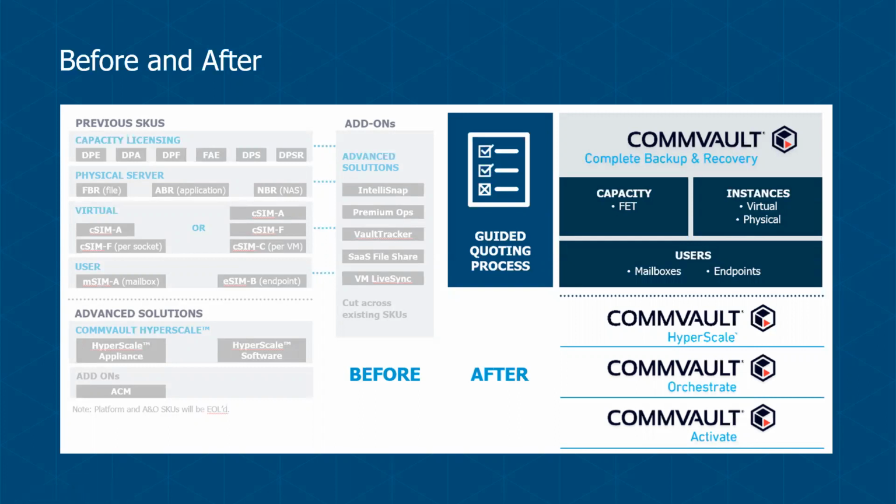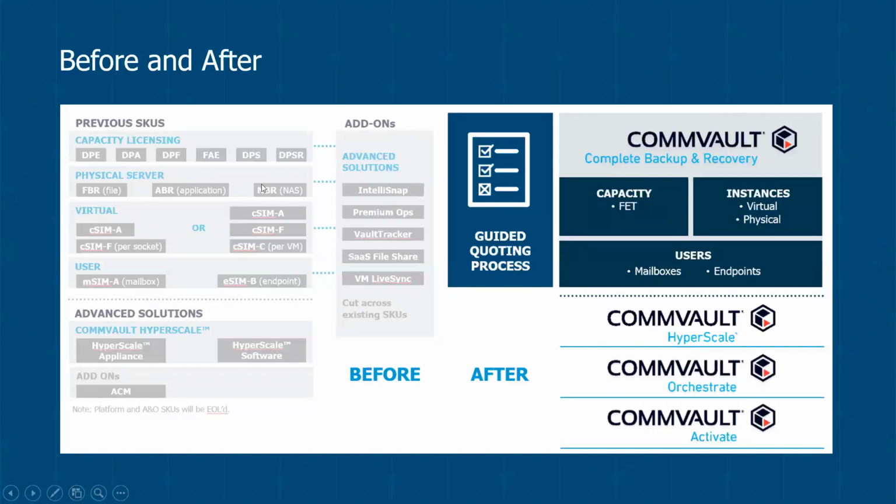One more thing for you guys. What happened to older customers, existing customer now? They want to add on. How can they buy the licenses now? Very simple. It doesn't matter what they have before, CSIM, MSIM, DPE, DPA, FBR, ABR, whatever. Just tell them what license you want to buy. You want to buy more VM, you want to buy more front end. We just sell the new license to them.